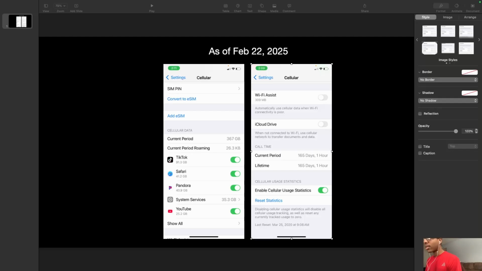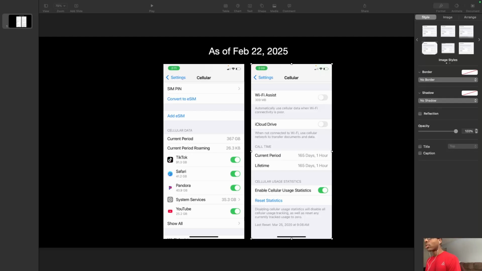Now, looking at the left side, we can see that the current period says 367 gigabytes. And I'm sure you're like, holy crap, this person is using a lot of data. And initially, I think I said the same thing too. I was like, oh, wait a minute. I know somewhere on that screen, it shows you when is the last time you reset it, or current as of, or whatever the verbiage might have been. So she scrolled all the way down and showed me that it says on the right screenshot here, last reset March 25th, 2020.